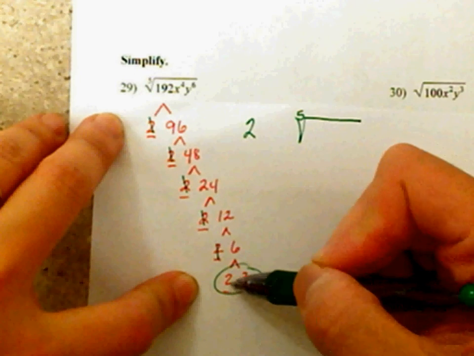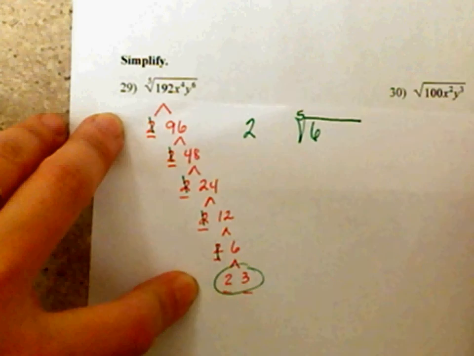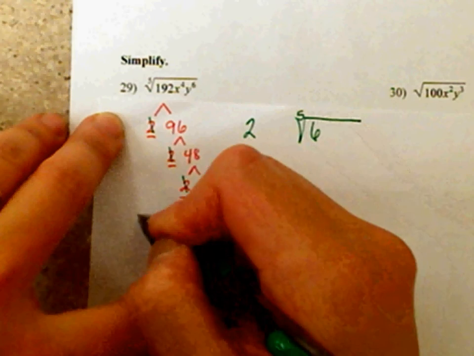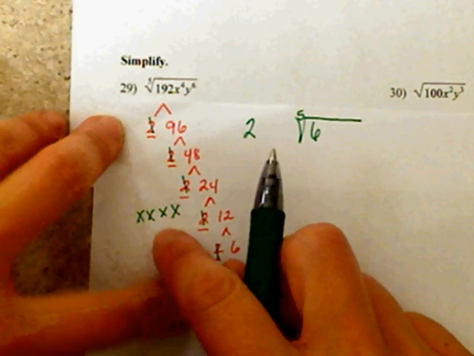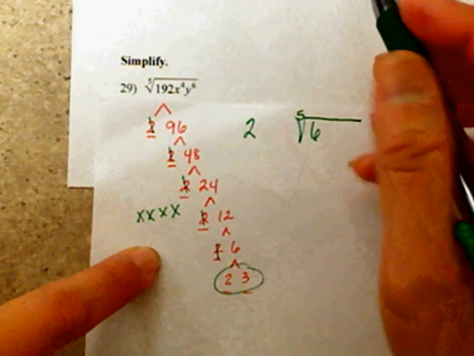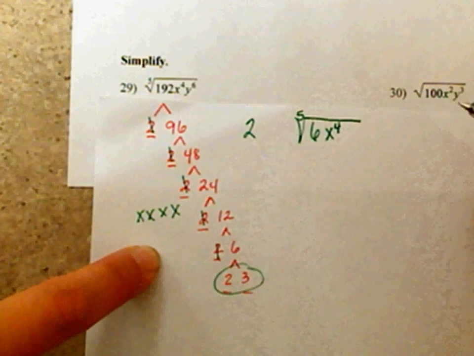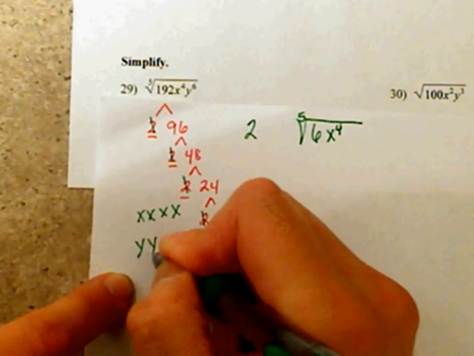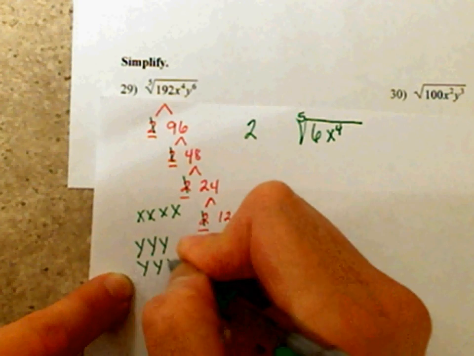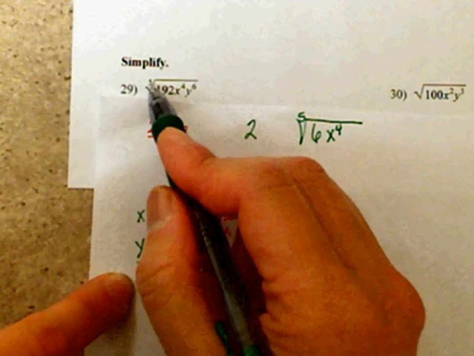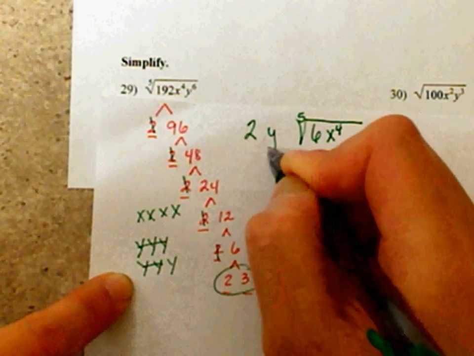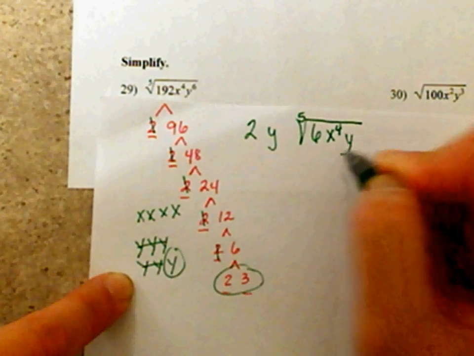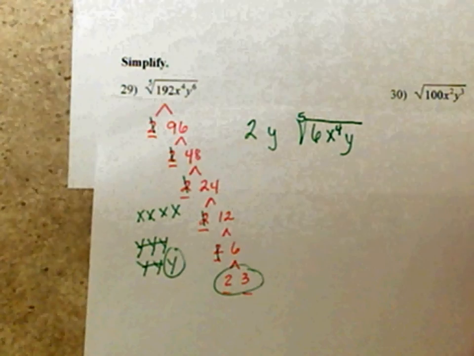Look at your x value. You got 4 of them. Do you have enough to bring out as a group? And the answer is no, so you stay under. Look at your y. 1, 2, 3, 4, 5, 6. Do you have 5 of a kind? Yeah, there's 3, 4, and 5. That y comes out. Here's the one left behind. And there you have your solution. 2y, 5th root of 6x to the 4th y. That's you simplifying.